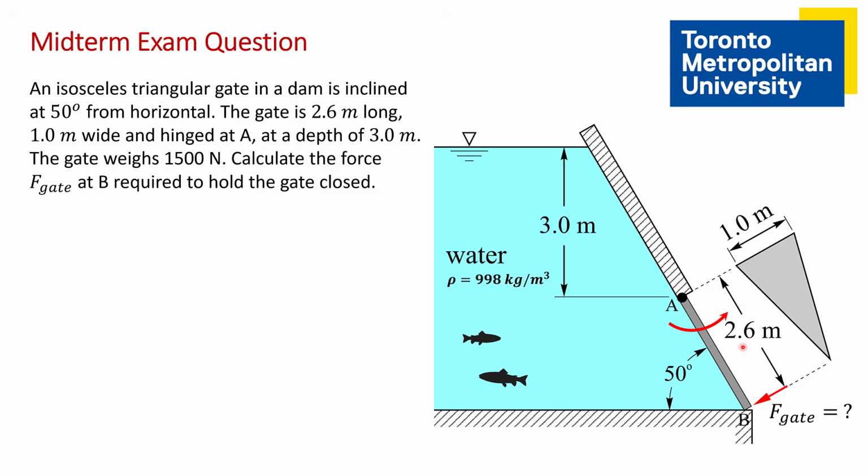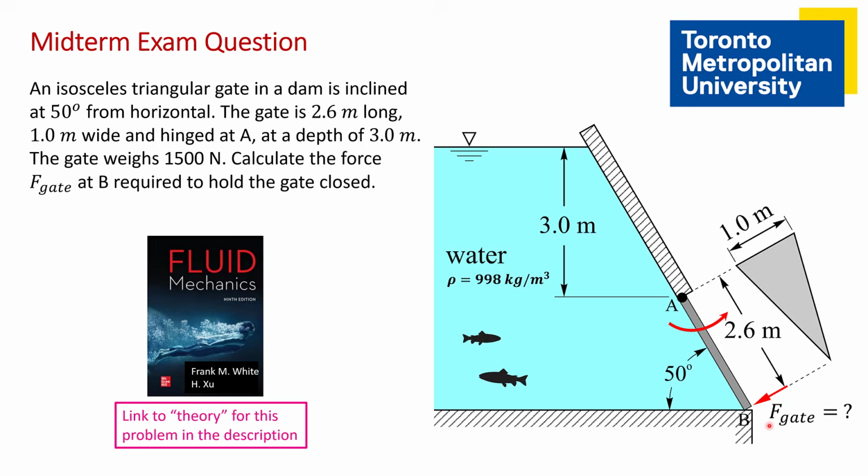The gate is 2.6 meters long and 1 meter wide and hinged at A, which is at a depth of 3 meters from the free surface. The gate weighs 1,500 newtons, so not negligible in this problem. And we're after calculating the force F gate applied at B required to hold the gate closed.